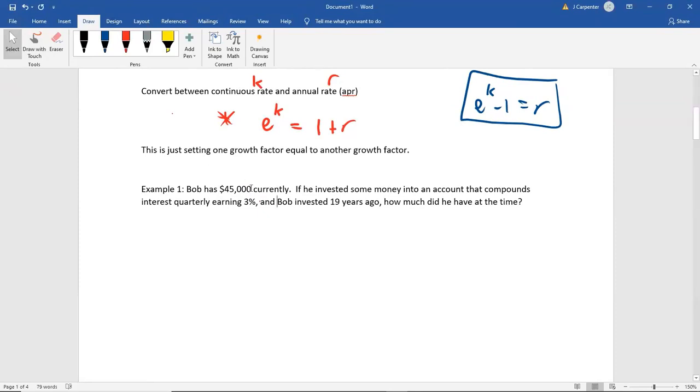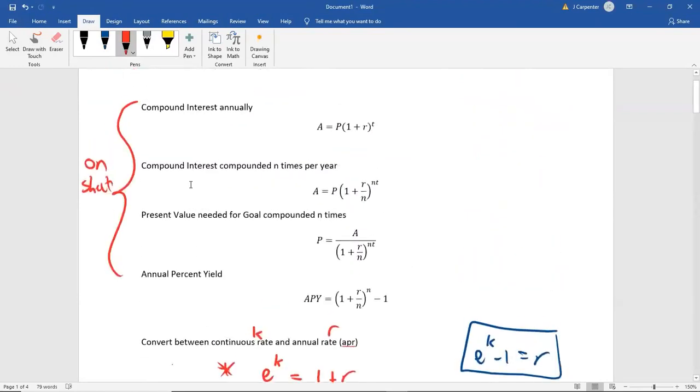So this doesn't say he put $45,000 in. That's what he has currently. We're talking about how much money he had originally 19 years ago. We lost all our receipts. Our bank has changed hands more than once. So this data just doesn't exist anymore, maybe. So this is not a starting value. This is an ending value, which in the formula sheet above we tend to call an A.